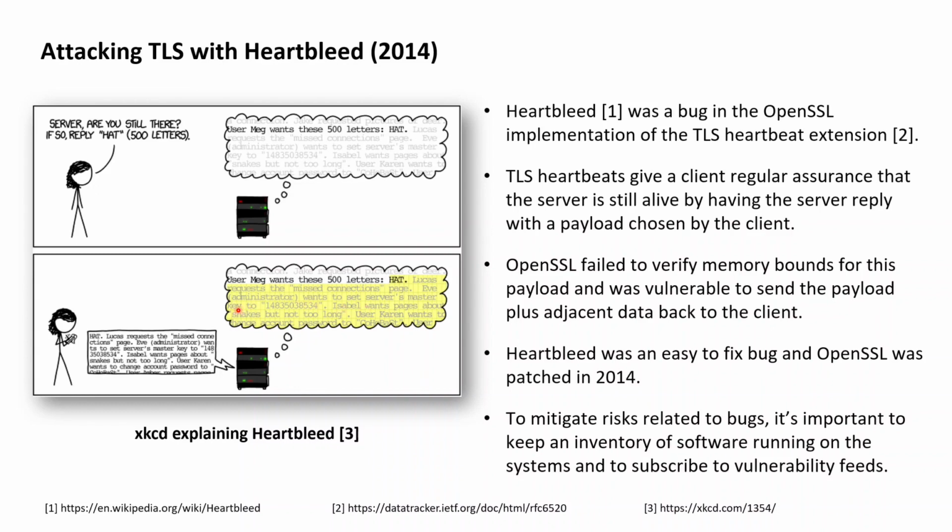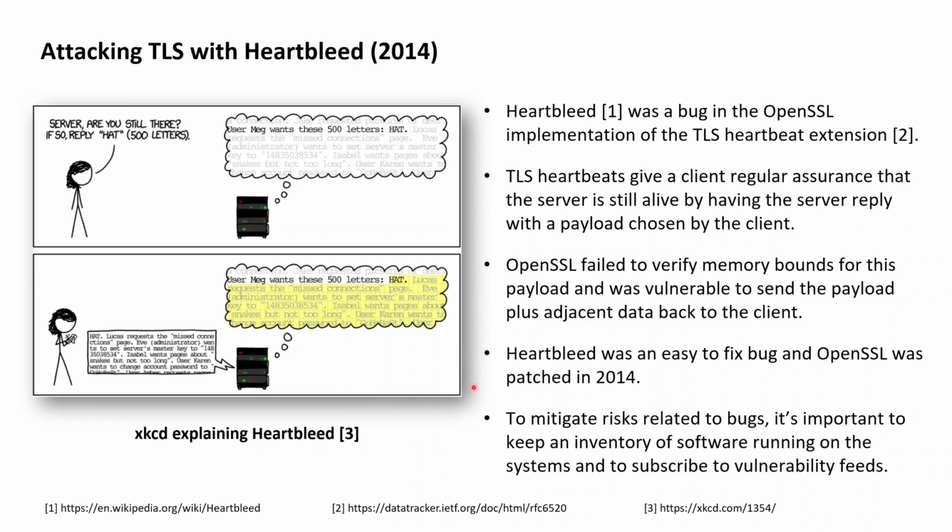The heartbeat response message sent by the server and received by Alice then contains the 500 letters read from the server's memory, which obviously now leaked data from the server that was never intended to be read by Alice. Heartbleed was an easy to fix bug, and OpenSSL was patched in 2014.